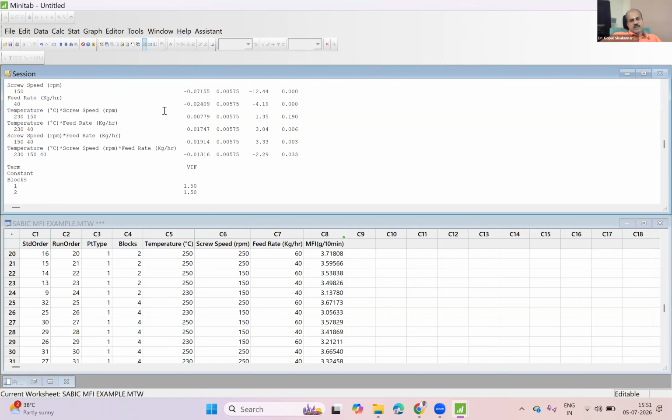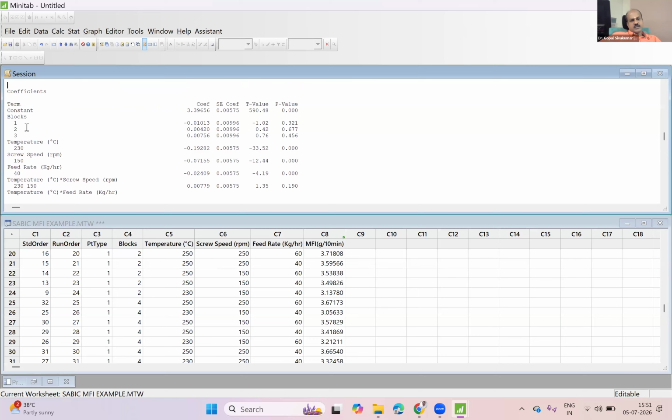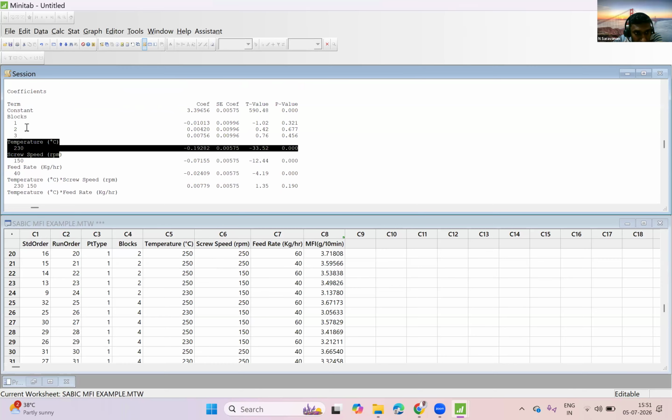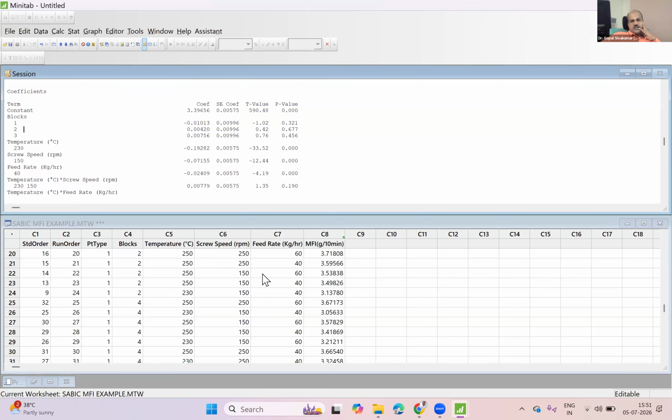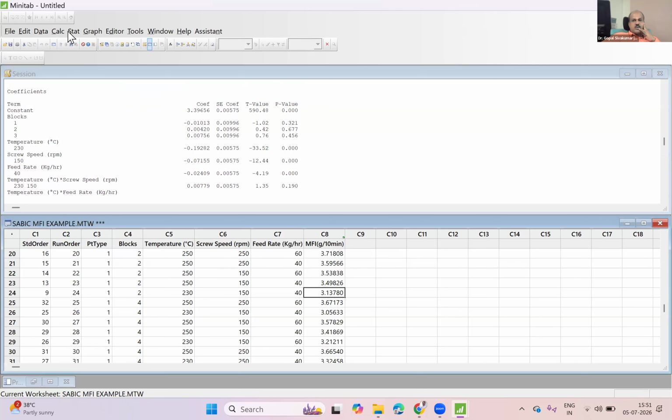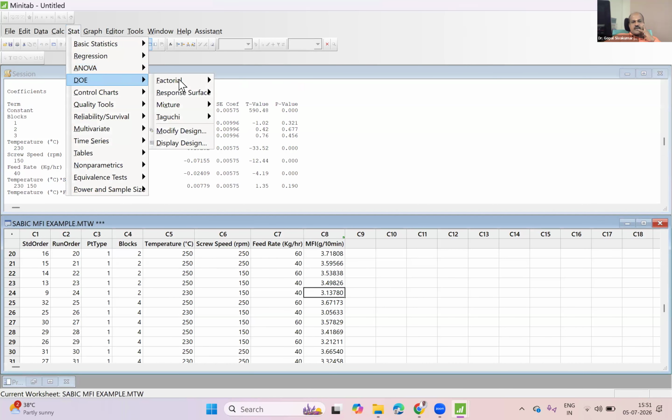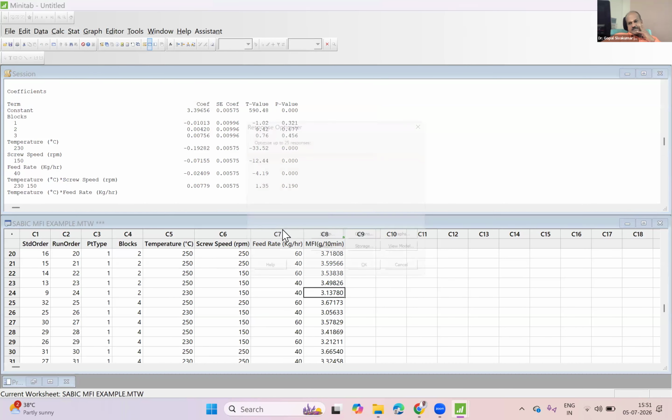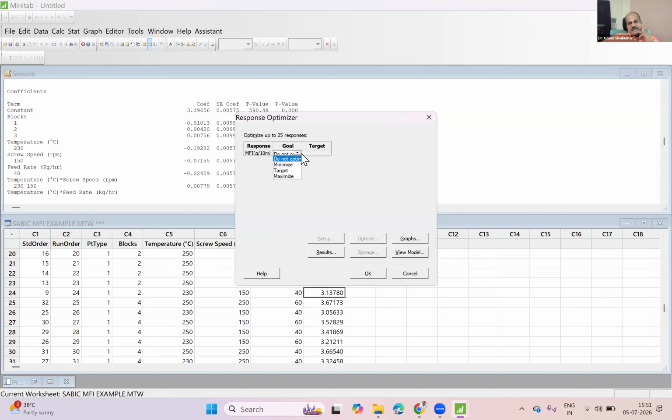Now you just have to look at your ANOVA table. Now first guess. Temperature. Is temperature significant or not? It is significant, because p value 0 is coming. 0 means less than 0.05. Another best way you can do is stat, DOE, factorial, response optimizer. Now, what do you want to achieve with the MFI? Do you want to maximize, minimize, or assign a certain target? We'll set a target, right? When I choose set a target, then I have to actually mention the target.